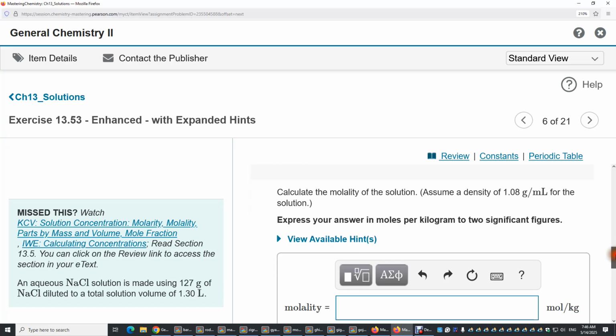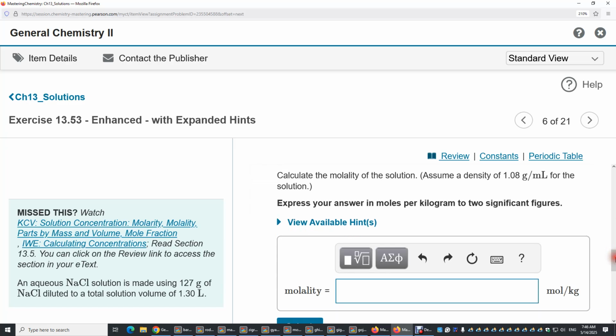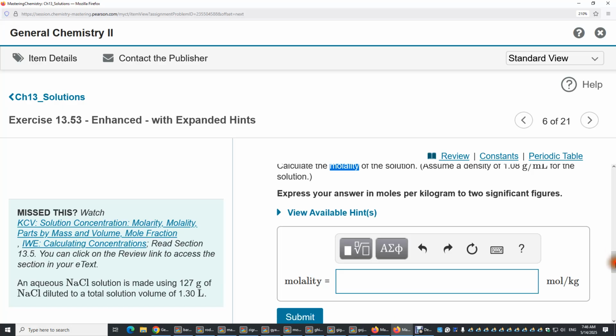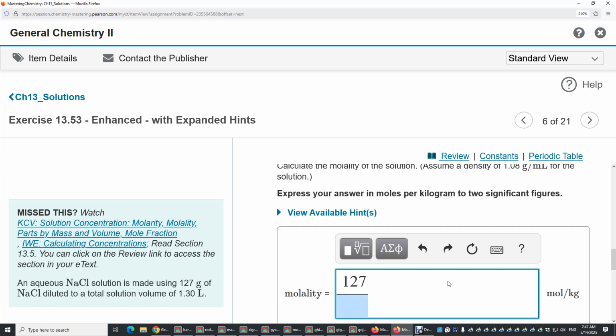Part B. Calculate the molality of the solution. Here, this is molality. It's in mole per kilogram. And this is referring to the mass of the solvent only, not including the solute. In this case, it's just the mass of water. Still, we'll have to compute the number of moles of the solute.